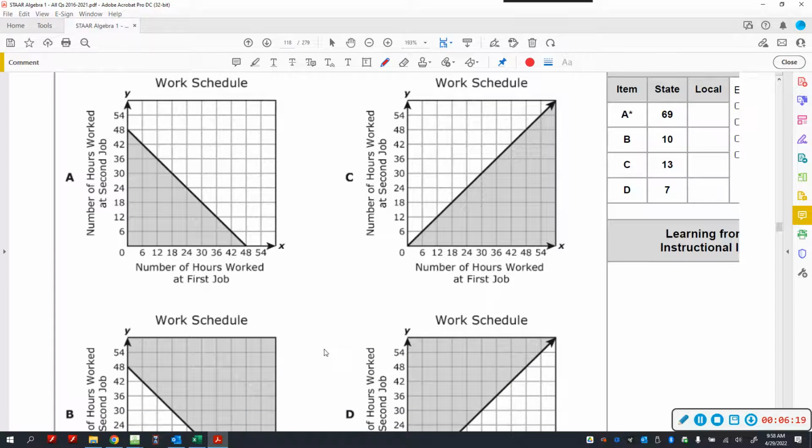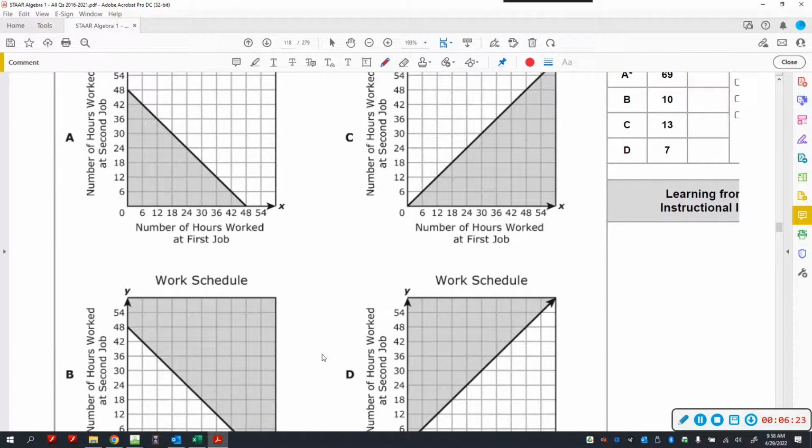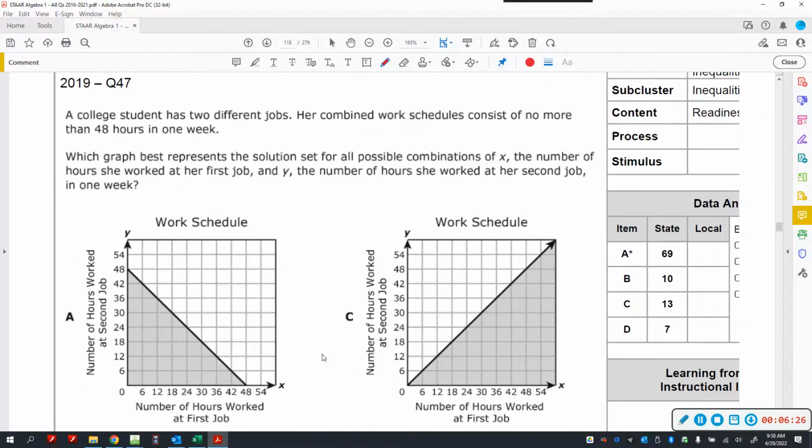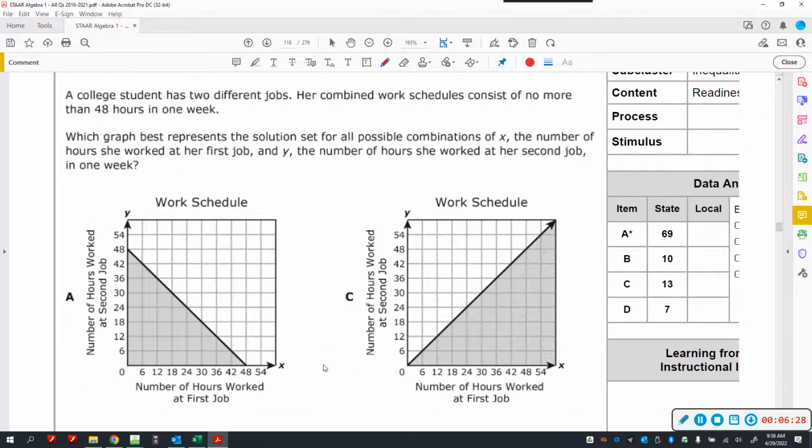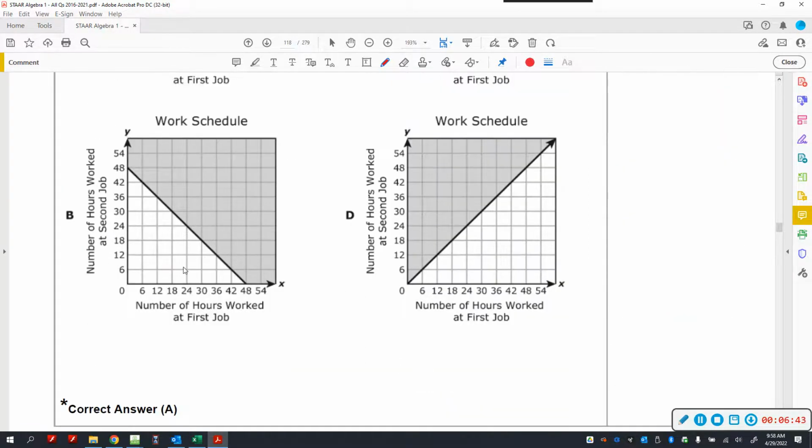And they're throwing other curveballs at me by asking me to convert the line, but that's what they're asking me to do. Okay? So this one is kind of a different question, but it's got a graph. It says she works no more than 48 hours. So no more than means not more than. It means less than.